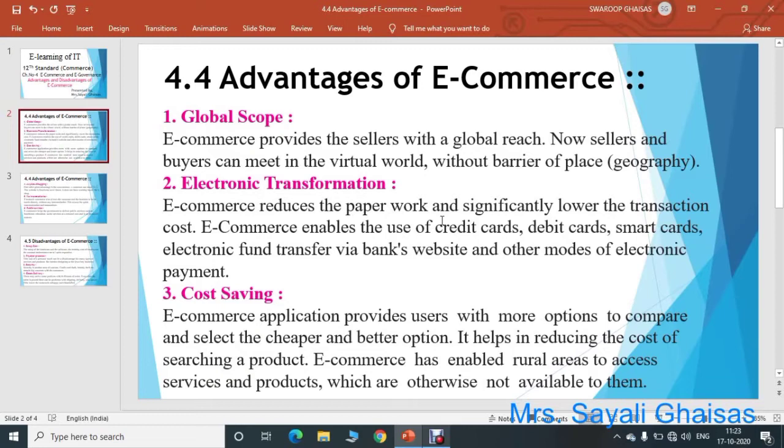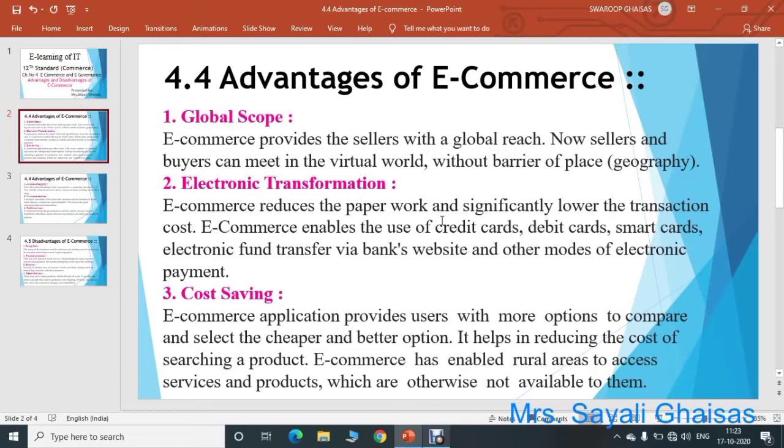Sellers and buyers can meet in a virtual world, that is not an actual meeting, but a virtual world meeting, by which, that is by accessing some website, users, that is buyers, can contact the sellers and sellers can provide the desired product to the buyer. So in this way they can communicate in a virtual world without the barrier of any place. So that is about global scope. Your business is not limited to a certain region or geographical place, but instead it will be available in a global way.